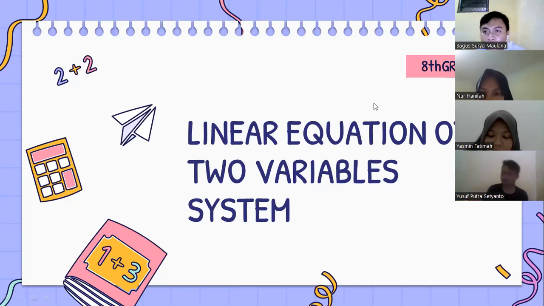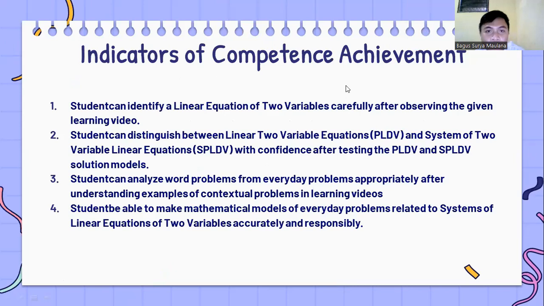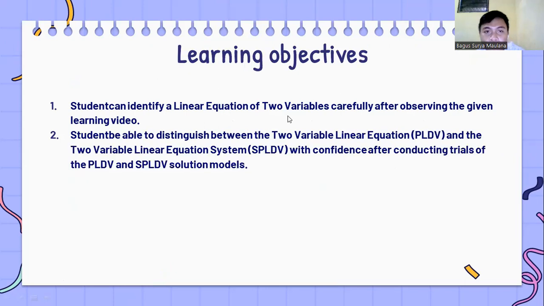Okay, here we are going to discuss the linear equation of two variable system. But before that, I'm going to tell you about the indicator of competence achievement. There are several indicators, but for today we just focus on points 1 and 2. So the learning objective for today is identifying the linear equation of two variable, and then distinguishing two variable linear equation and solving the variable linear equation system.